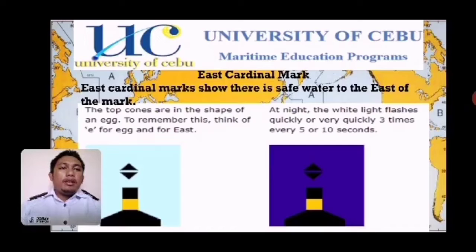And at night, you can only see the white light flashes quickly or very quickly 3 times every 5 or 10 seconds. So that is east cardinal mark.